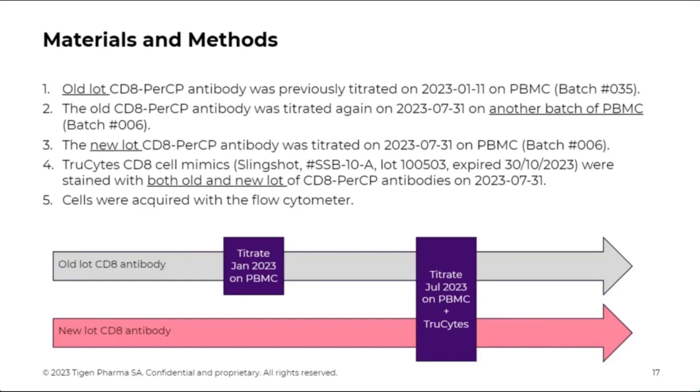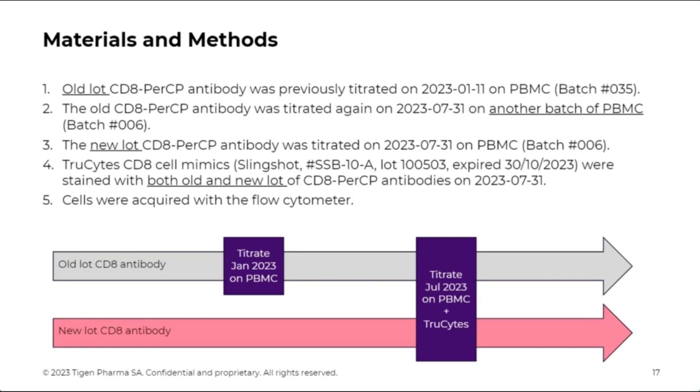So what we did in this experiment was that we had our old lot of a CD8 antibody that we had titrated on peripheral blood mononuclear cells, PBMCs. This old antibody we titrated again on a different lot of PBMC to what we used first, and this is traditionally what we have done. You use different lots of cells to titrate your antibody.